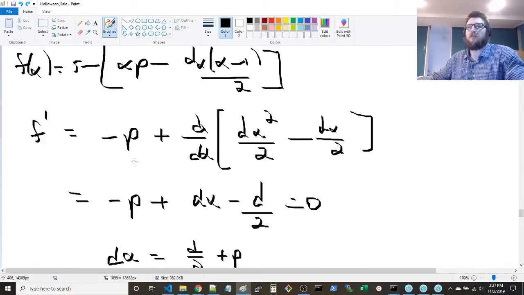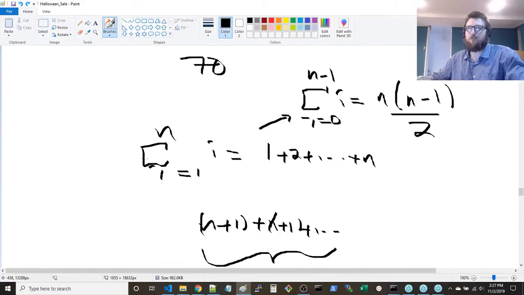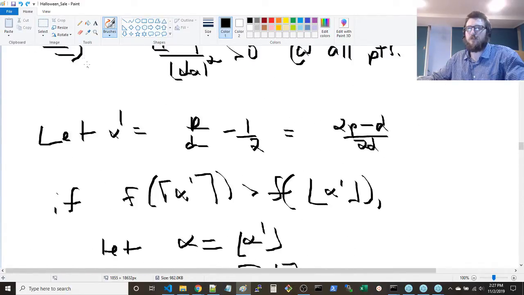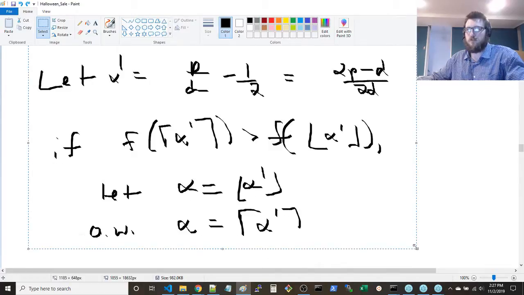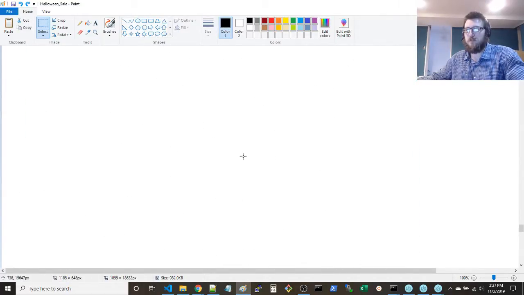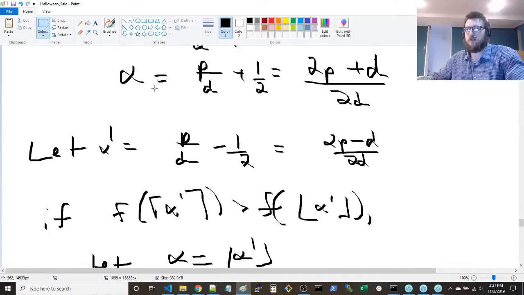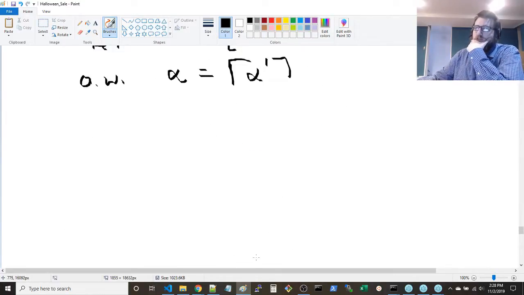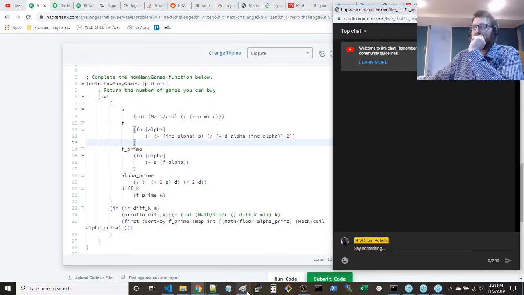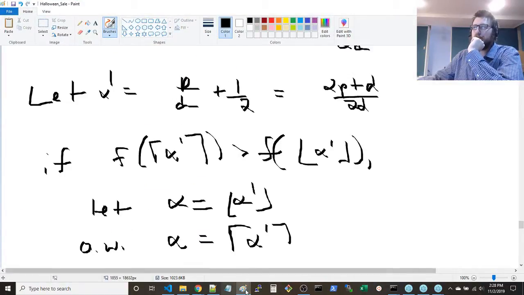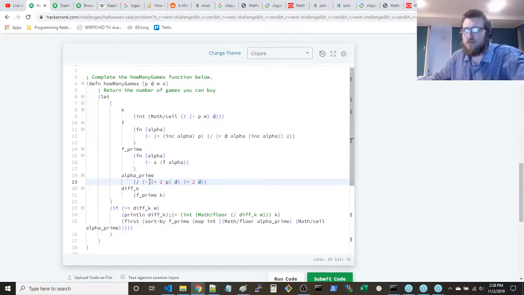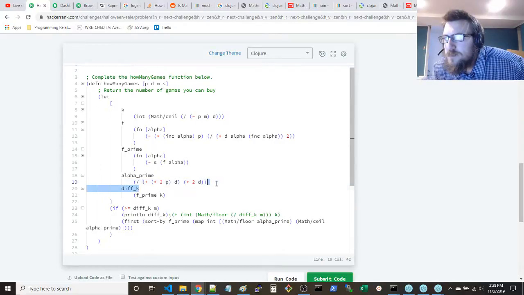And now you can say this function here, let this be the same thing. This doesn't change either. So the mechanics of all this is the same. It's just this changes to a plus. Sweet. Let's take a look. From subtracting d, 2p minus d, you're going to add d. 2p plus d over 2d.